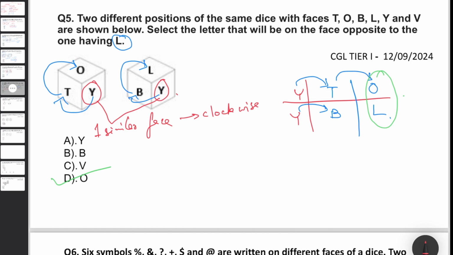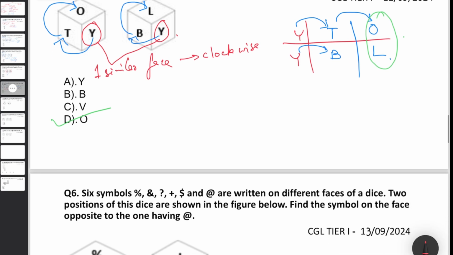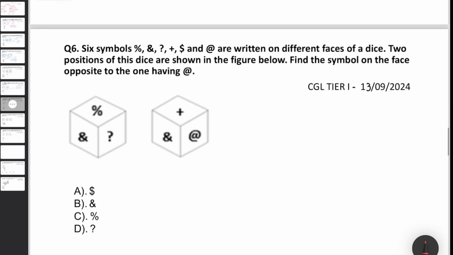I hope you get this point. Let's see a few more questions. Six symbols, percentage, question mark, plus, dollar, and at the rate are written on different faces of a dice. Two positions of this dice are shown in the figure below. Find the symbol on the face opposite to the one having at the rate.